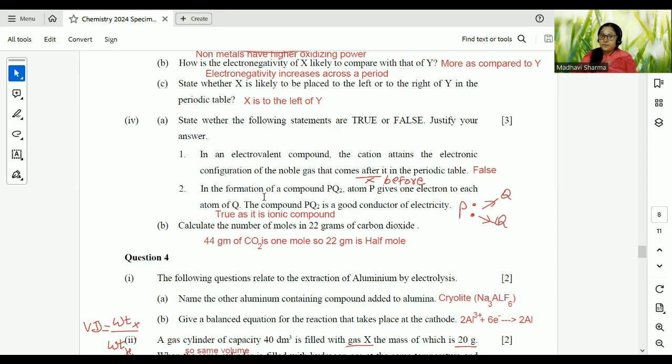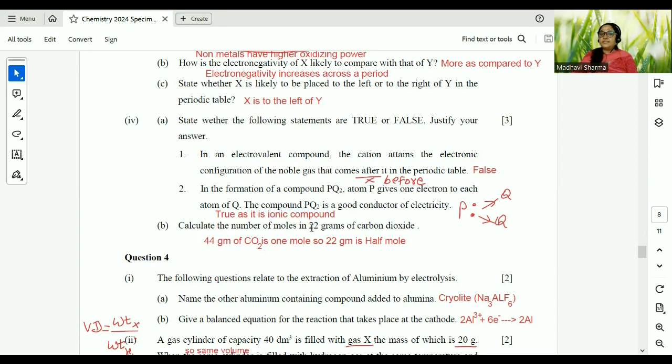In the formation of compound PQ2, so P with two Qs, P gives one electron to each atom of Q. True. And it is a good conductor of electricity? Of course, yes, it is a good conductor, because it's an ionic compound.